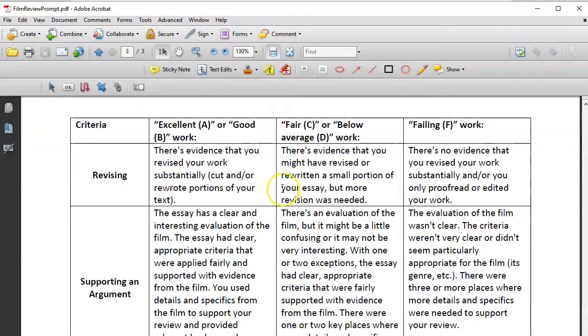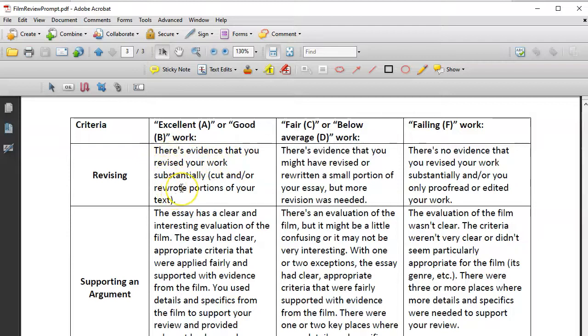So I asked them to write a review, and the first criterion for me, the most important thing in a writing course, is that they're actually able to revise. They're not just editing and proofreading, they're substantially writing and rewriting portions of their text. So I describe what A or B looks like, what C or D looks like, and then what F work looks like. So there's significant revision here, a little bit less here, and there's only editing or proofreading here. I think this follows a lot of what I'm talking about when it comes to rubrics.